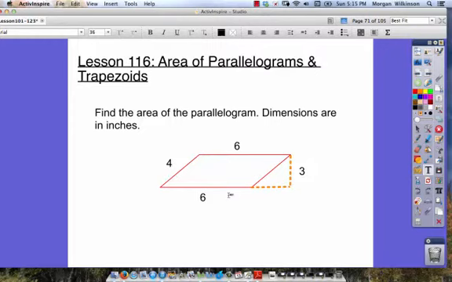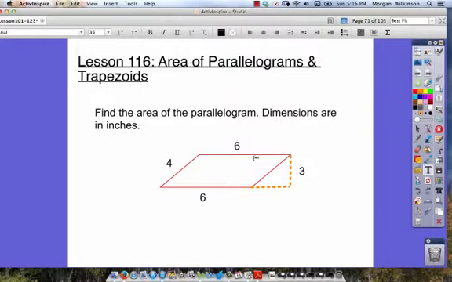Lesson 116 today is about area of parallelograms and trapezoids. And the first question we have says find the area of the parallelogram. Dimensions are in inches. Now a parallelogram, well, here we go. We've got two pairs of parallel sides. There's one pair diagonally and one pair horizontally.